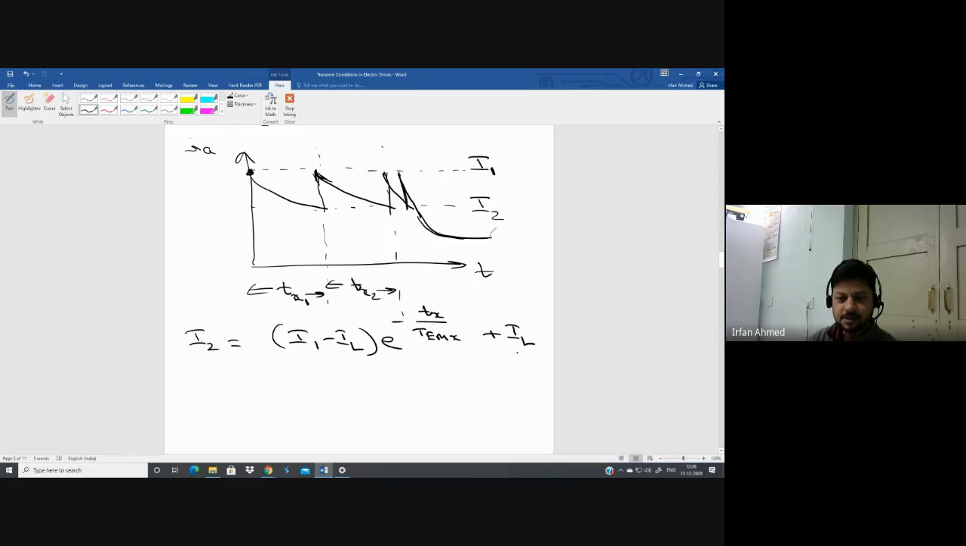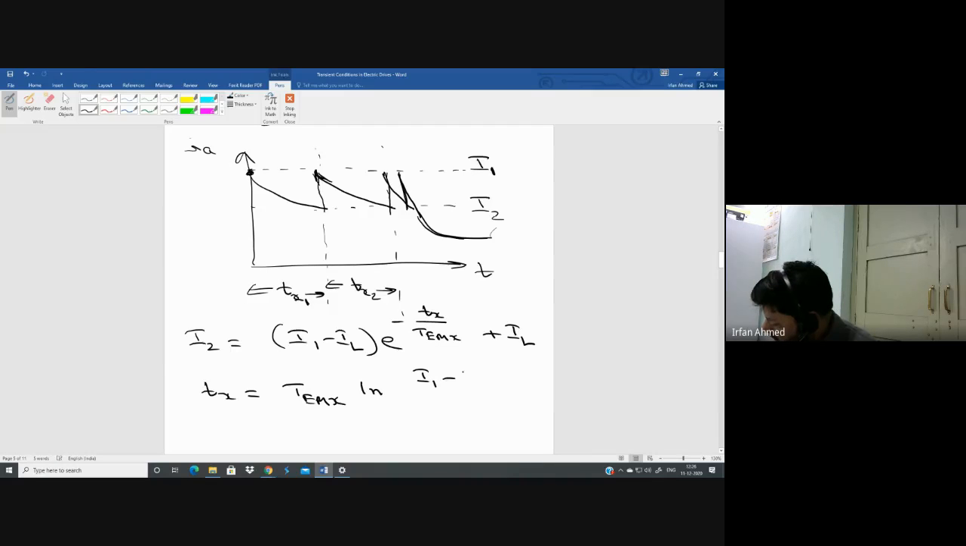So this IL goes there. It becomes I2 minus IL divided by I1 minus IL. And then you take the natural log, which will give you Tx is equal to TEMX multiplied by natural log of I1 minus IL divided by I2 minus IL.